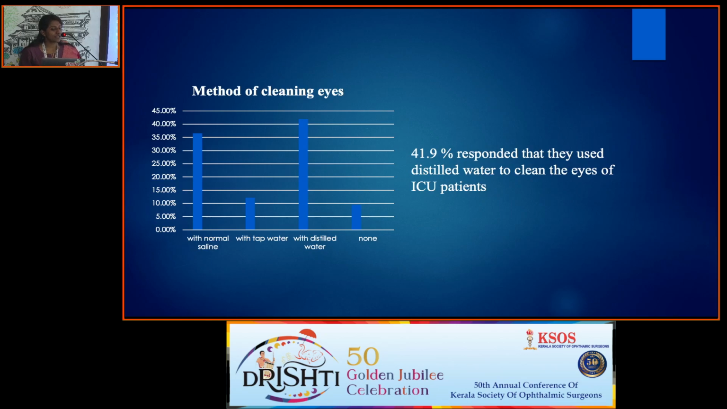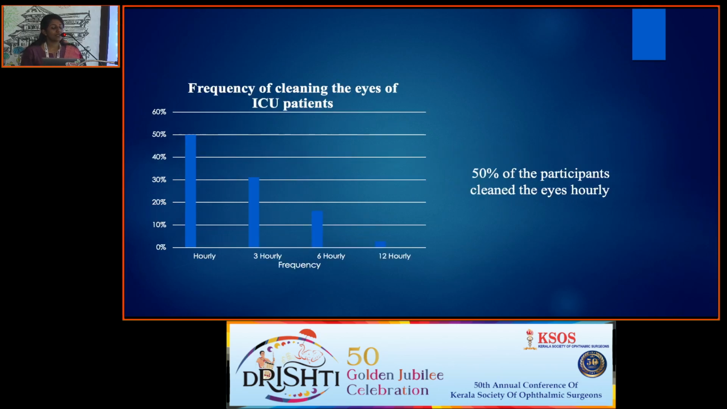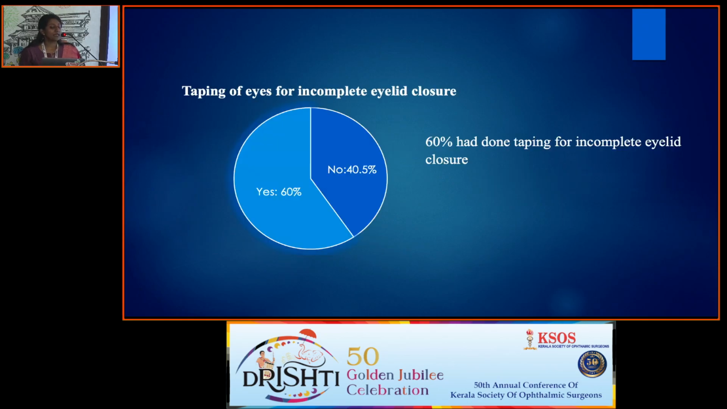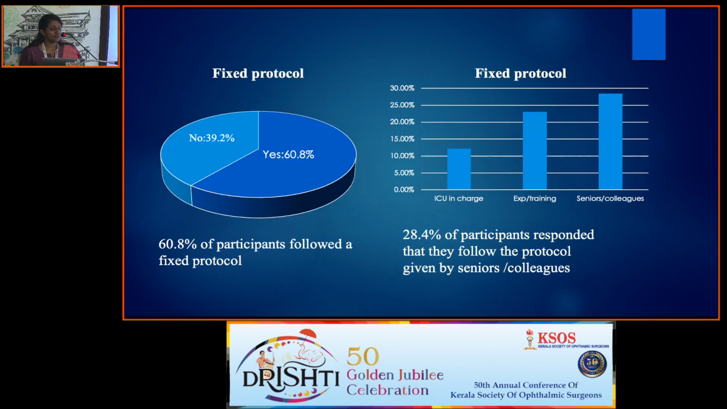And 41.9% responded that they used distilled water to clean the eyes of the ICU patients. 50% of the participants cleaned the eyes hourly. 60% performed lid taping for incomplete eyelid closure. And 60.8% of the participants followed a fixed protocol, of which 28.4% said that they got the protocol from their seniors or colleagues.